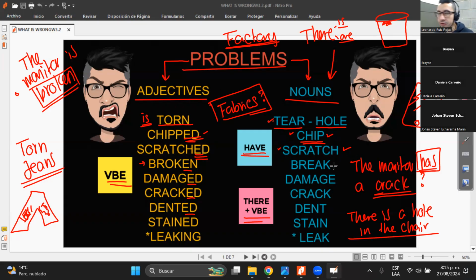Now, break, of course, it's like una ruptura, and broken, it means roto, ¿no? Ese ya lo vimos, of course. Damage, muy sencillo. Damage means daño, ¿cierto? I can say, there is a damage on the bathroom, for example. There is a damage on the computer. There is a damage on the table, right? Entonces, hay un daño. Or, what is the meaning of damage in past participle?